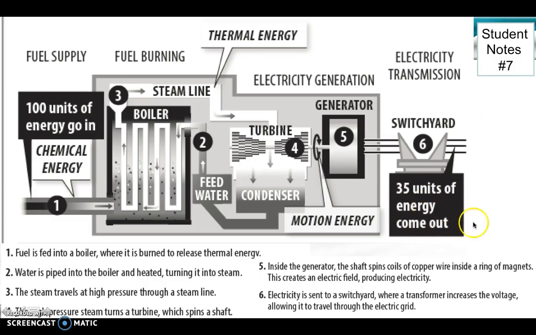So we get electrical energy out, and we actually have a fair bit of losses along the way, due to various inefficiencies. So we only get 35 units of our energy out.